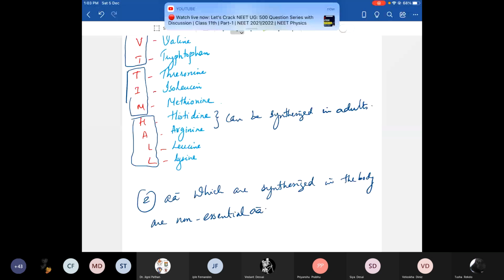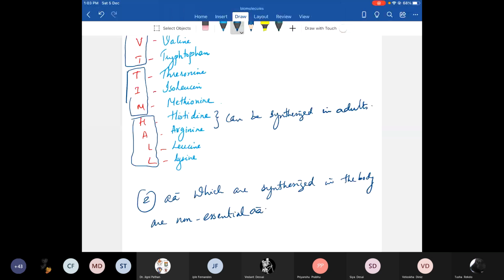Which are not synthesized in adults? Valine, tryptophan, threonine, isoleucine, methionine, leucine, lysine are not synthesized in adults. Komal, did you get the answer? Other than histidine and arginine, rest all are not synthesized in the adults.